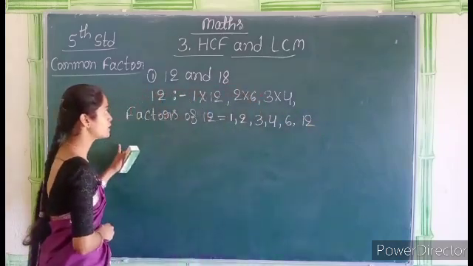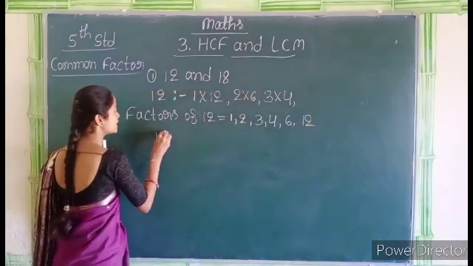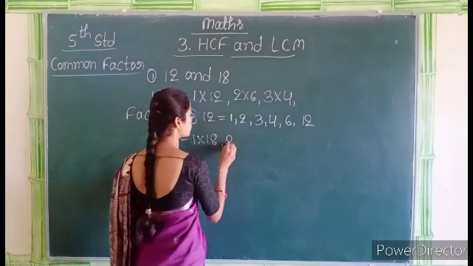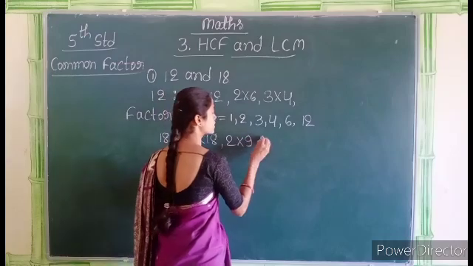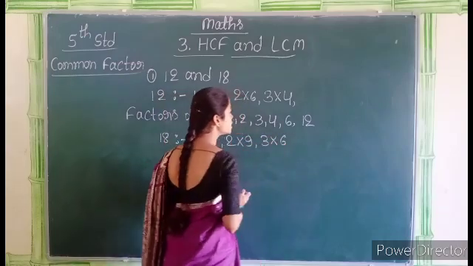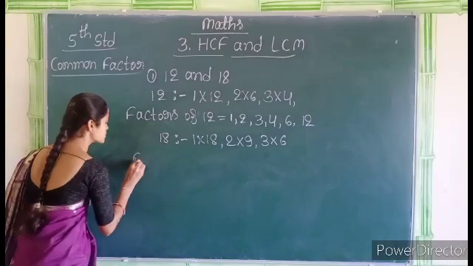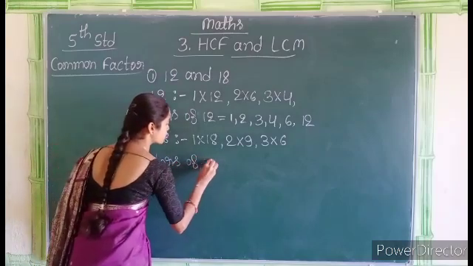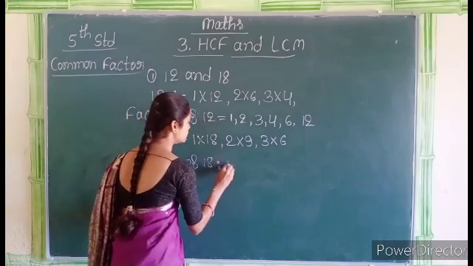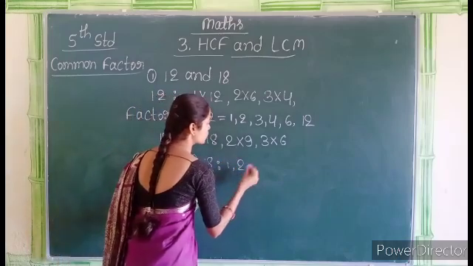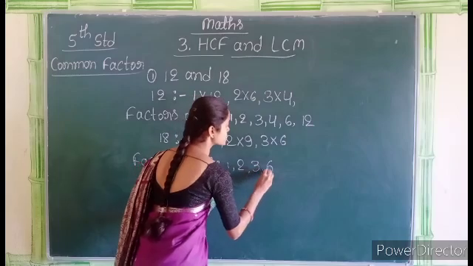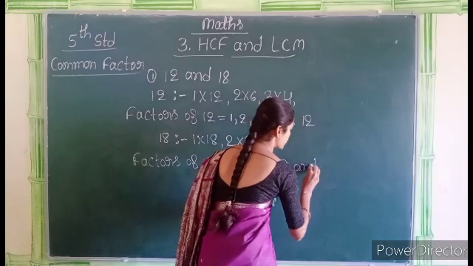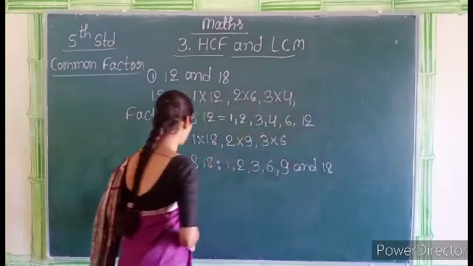Okay, now we have to find out the factors for 18. Okay, 1 into 18, then 2 9s are 2 into 9, then 3 6 are, that is 3 into 6. So factors of 18, 1, then 2, 3, 6, then 9 and 18 are the factors of 18.